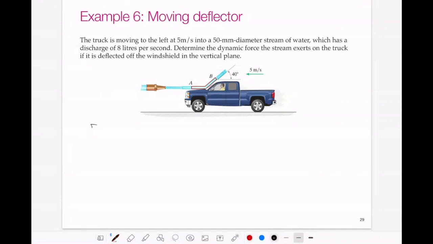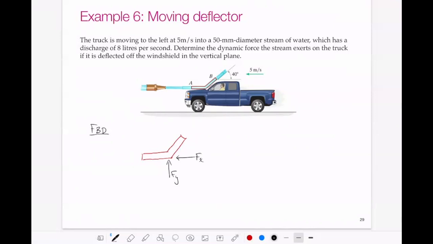Let's start by drawing our free body diagram of our control volume. Our control volume is just this shape here. And we're just going to find the reactions acting on this control volume. So we're going to have some X component reaction and some Y component reaction.